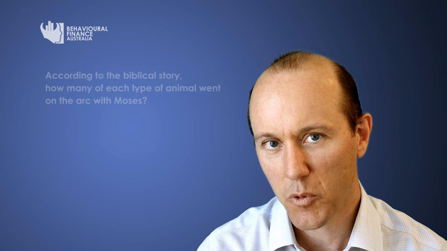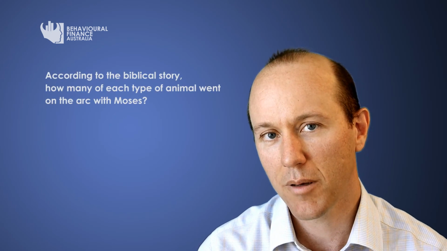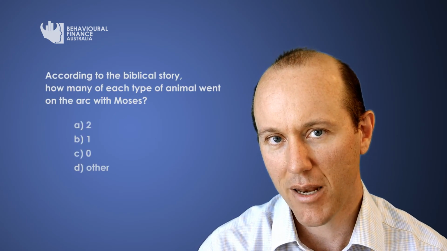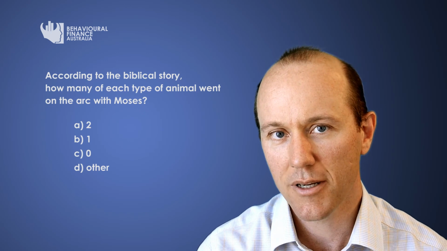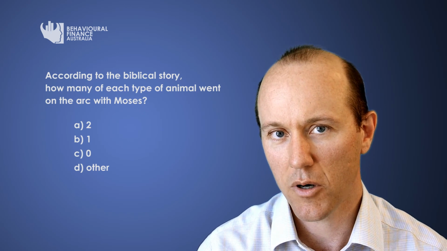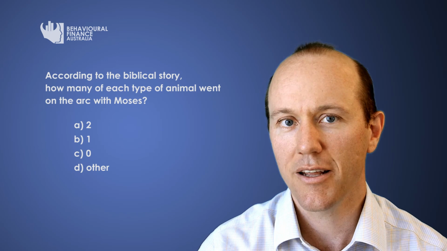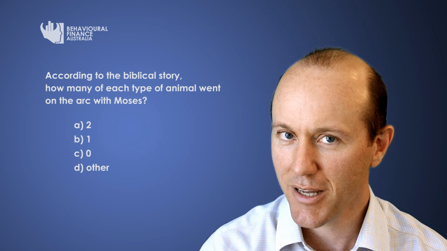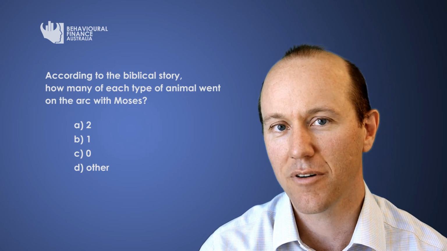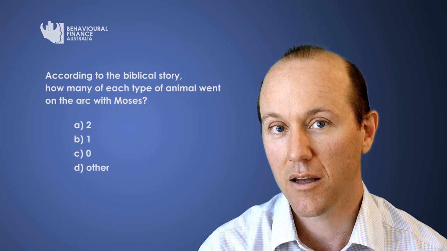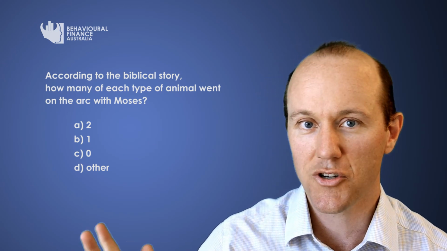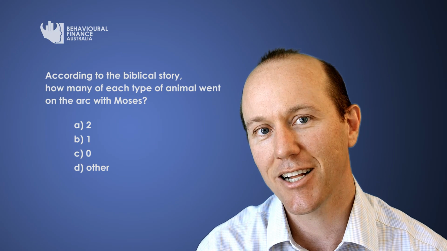But as I lead into the next video, let me leave you with another question, which is this. According to the biblical story, how many of each type of animal went on the ark with Moses? I'll repeat it. According to the biblical story, how many of each type of animal went on the ark with Moses? You should see the question on the screen, and I'll come back and give you the answer in the next video.